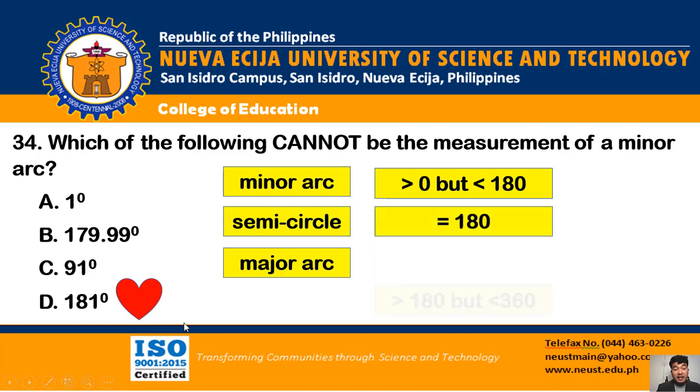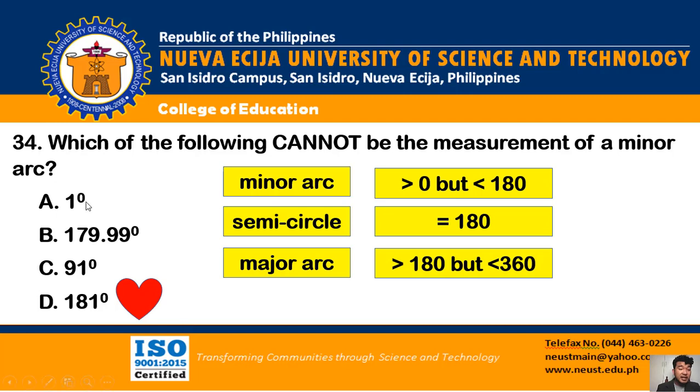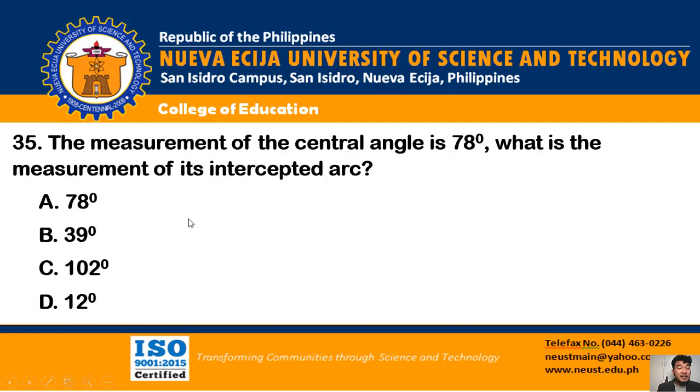Semicircle is equal to 180, then major arc is greater than 180 but less than 360. Letter A is a minor arc, B is a minor arc, C is a minor arc, and D is a major arc. So the correct answer for 34 is D.